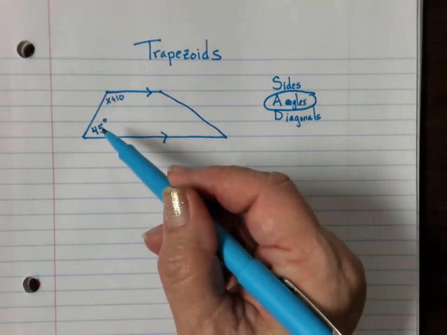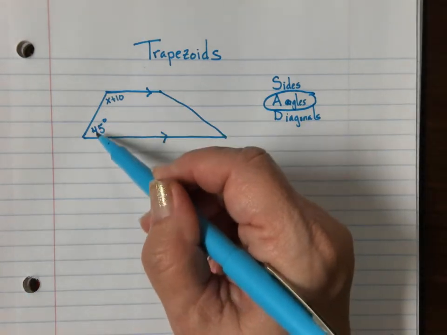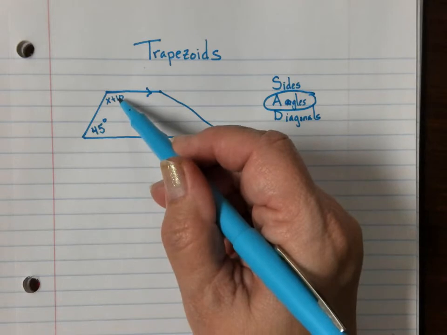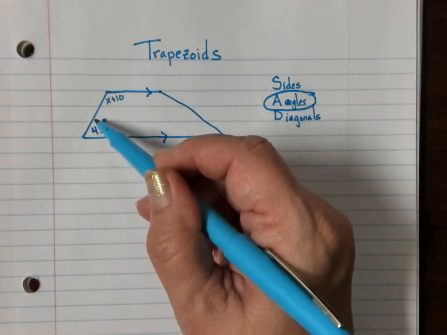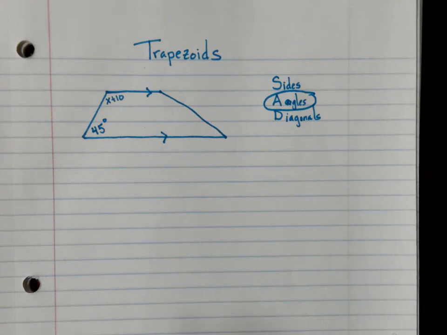Now, maybe you knew it was about angles because you saw the degree sign. Maybe you knew it was about angles because those numbers are inside the trapezoid. So the angle measurements are always inside the shape. But you are right, those are about angles.